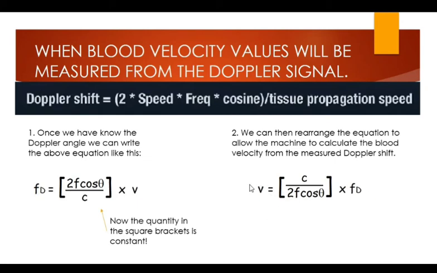But it is important to understand that if the user doesn't apply the angle correction, the machine's going to just assume that the Doppler angle is 0 degrees, and it's going to calculate the blood velocity based on that assumption. So you need to be really careful that you set that Doppler angle correctly.